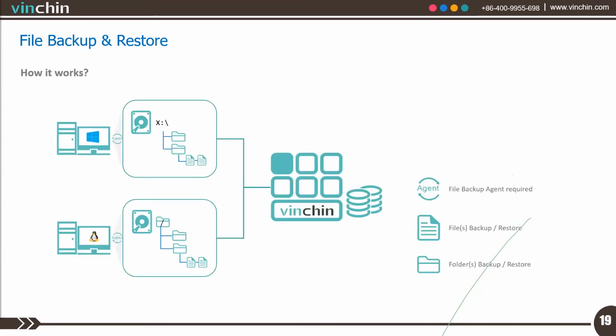Next, let's see how file backup and restore works. For both Windows and Linux operating systems, a lightweight file backup agent needs to be installed, and the agent needs to be always running on the target operating system. Vinchin Backup and Recovery server will communicate with the operating system through the file backup agent to back up and restore files. Not only individual files, but folders and the subfolders and files inside the folders are all supported for backup and restore.